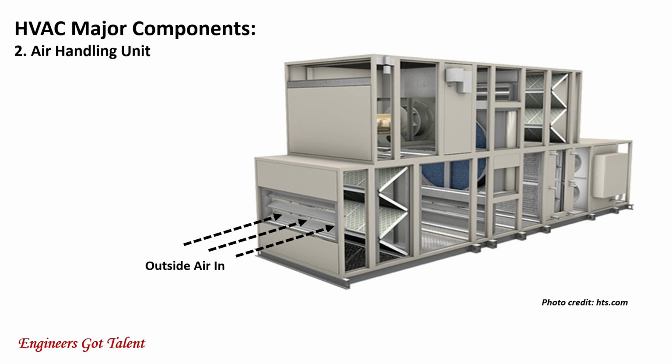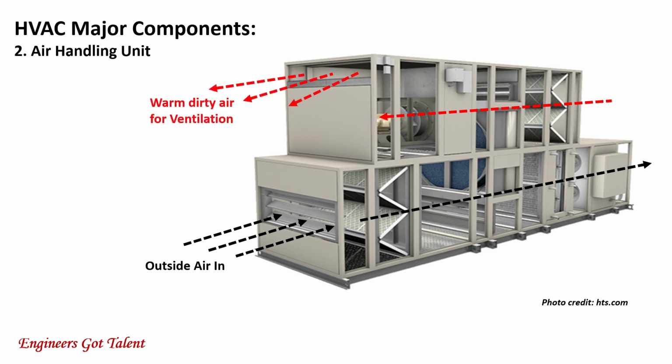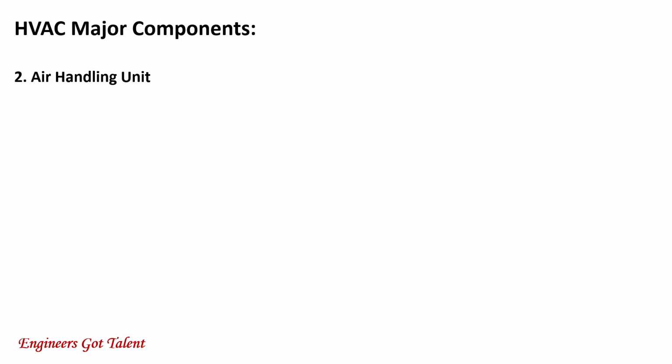The air passes through a series of filters and then to the heating and cooling coils. The conditioned air goes to the rooms and picks up heat. From the rooms, the air is drawn back to the AHU as dirty warm air for ventilation outside of the building. The AHU also contains dampers, blowers, and temperature and humidity controllers.